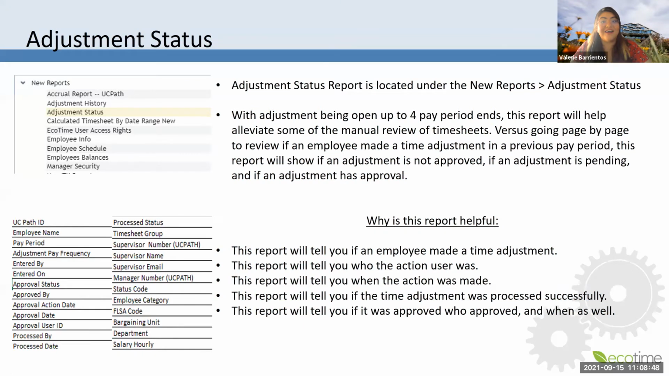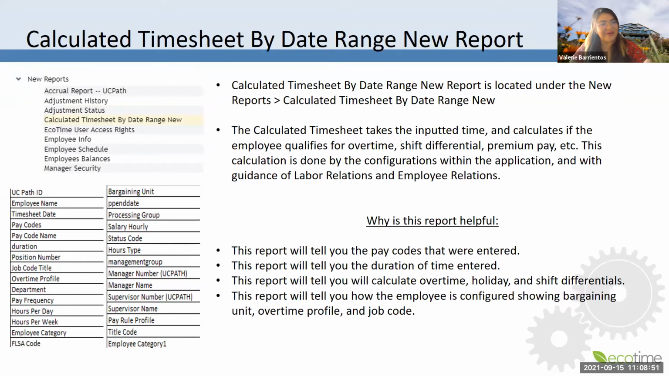Our next scenario that will be helpful is the calculated timesheet by date range new report. This is also located under the new reports, and the calculated timesheet takes the inputted time and calculates if the employee qualifies for overtime, shift differential, premium pay, etc. This calculation is done by the configurations within the application and with guidance of labor relations and employee relations.